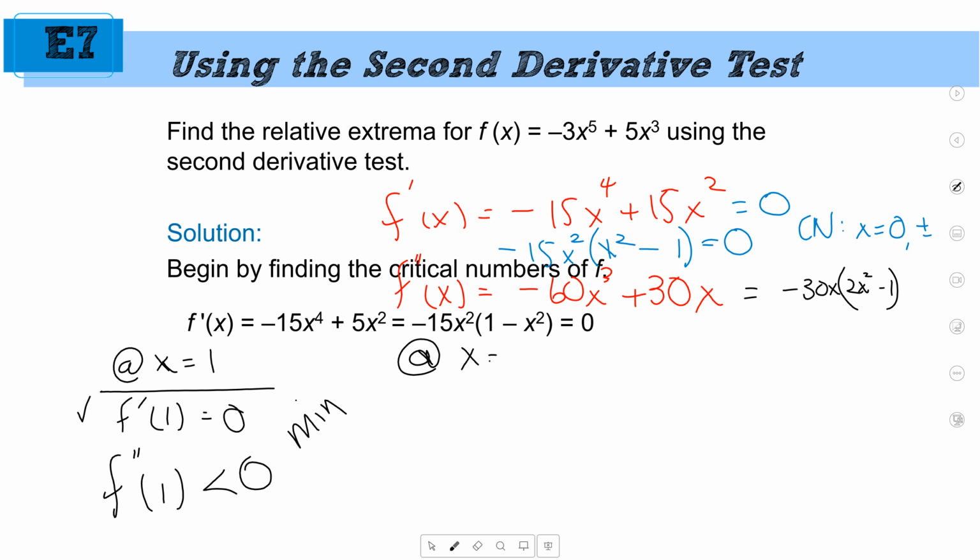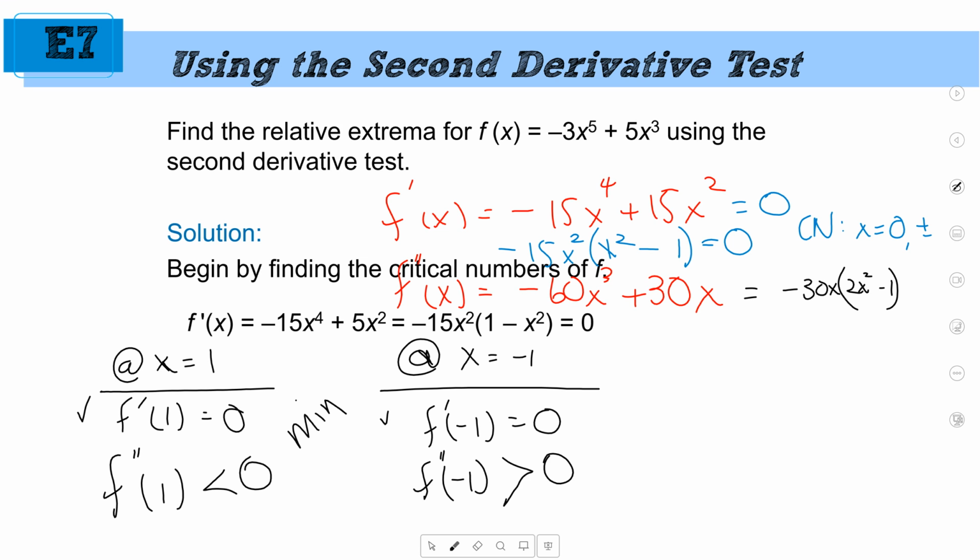Let's look at x equals negative 1. F prime of negative 1 equals 0. Knew that already because it's a critical number. What about f double prime of negative 1? Positive times a positive is positive. It's greater than 0. Concave up. Wait, I did this one wrong, isn't it? The first one should be a max because it's concave down. So this is a max. This would be a min.